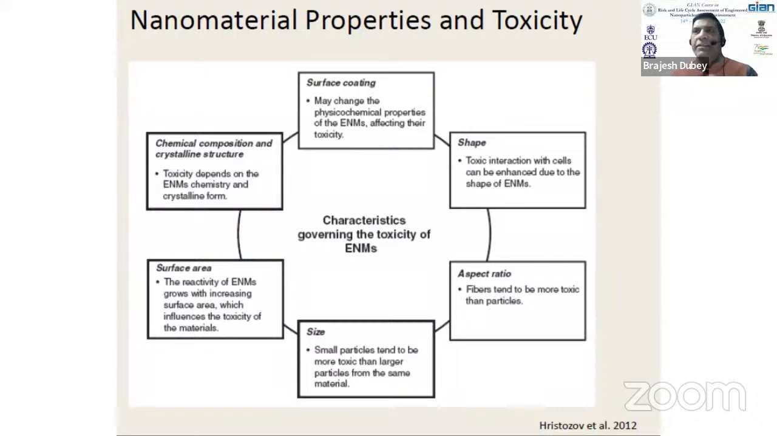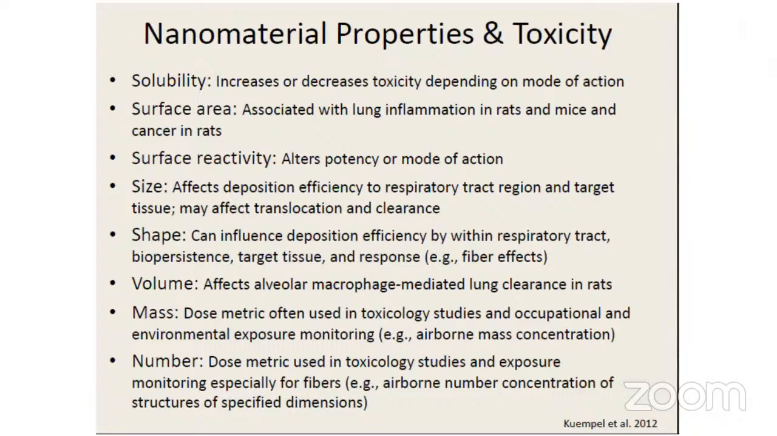So we did some of the toxicity tests in the lab. So chemical composition, crystalline structure, and surface coating may change the physicochemical properties, affecting their toxicity. Shape, toxic interaction with cells can be enhanced due to the shape. Aspect ratio, size, we talked about that. Surface area, reactivity of nanoparticles grows with increasing surface area. So again, toxicity of the material goes up.